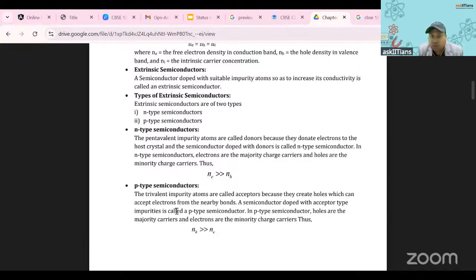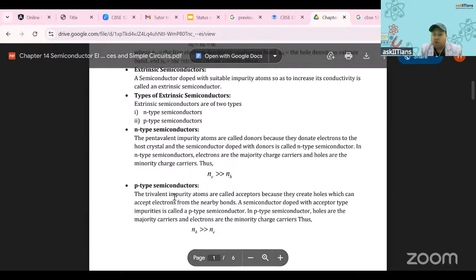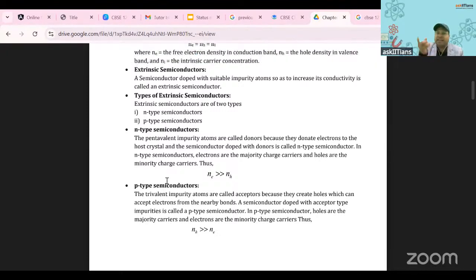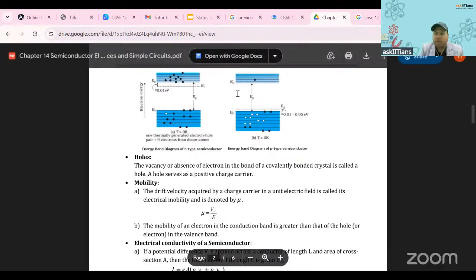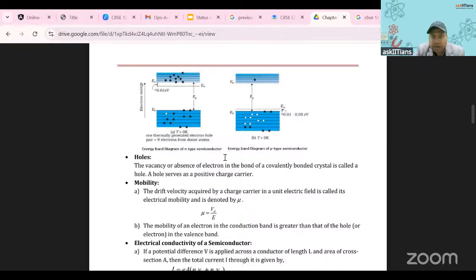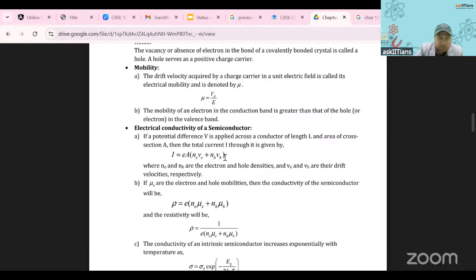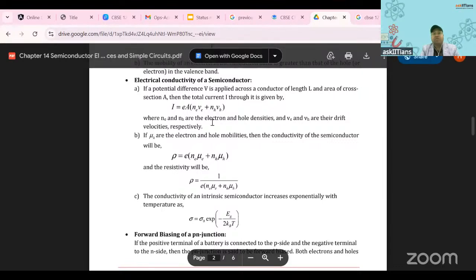In P-type semiconductors, we put a trivalent impurity. In N-type semiconductors, we put a pentavalent impurity. So you should be very clear about this difference between N-type and P-type. This question will come. Two things I'm saying: the difference between intrinsic and extrinsic, and the difference between N-type and P-type. No need to remember these energy bands and band diagrams, but if you already know them, that's good.